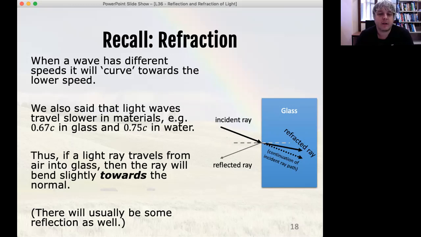That's always the rule, right? When it's slower, it always bends towards the normal. We'll talk a bit more about understanding that in a moment, but that's what I want you to remember. You've got an incident ray and reflected ray just like before, but you also get this refracted ray, which is the ray traveling through the object. And because it travels slower, the ray bends towards the normal. So you need that ray to be closer to the normal.